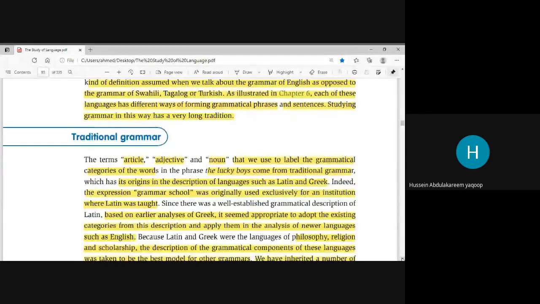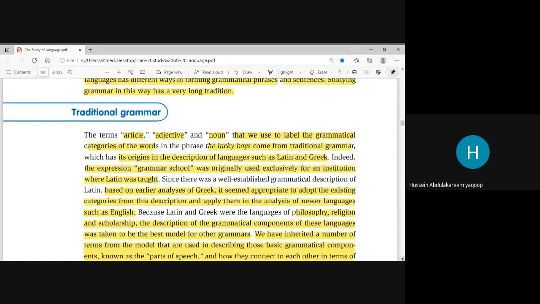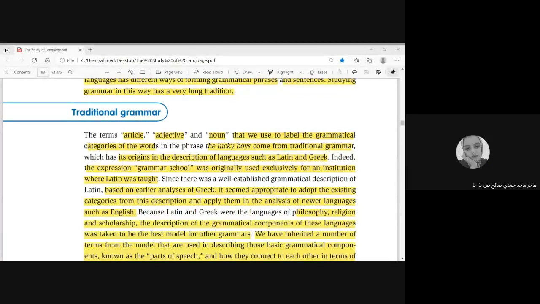Well, now let's move to know more about traditional grammar, النحو التقليدي, the one that you studied previously. Now let me see your hands raised if you are interested in giving me some of the ideas that you get from this. Yes, Hajar. Hajar, your full name, please. Hajar Majid Hamdi. Good. Okay, go ahead, Hajar, please.